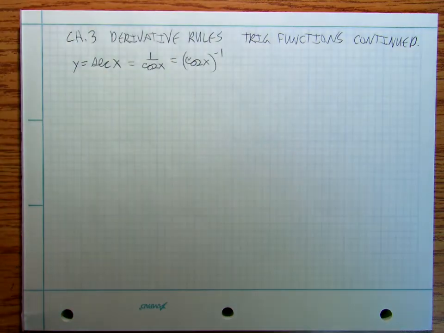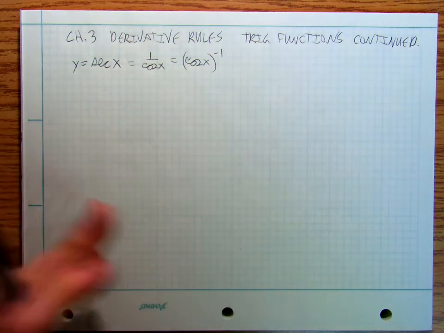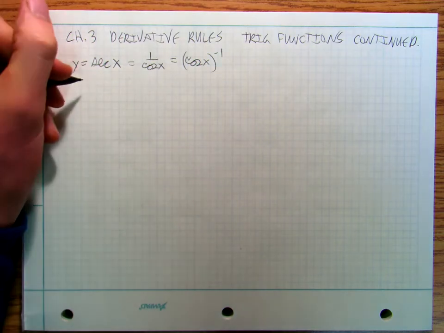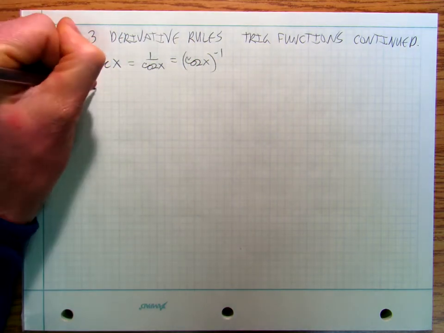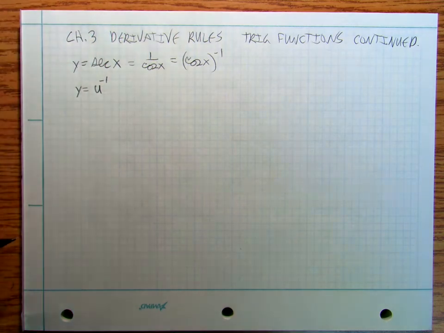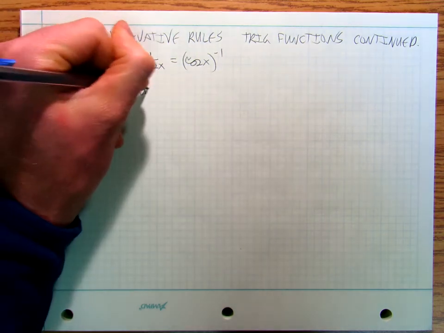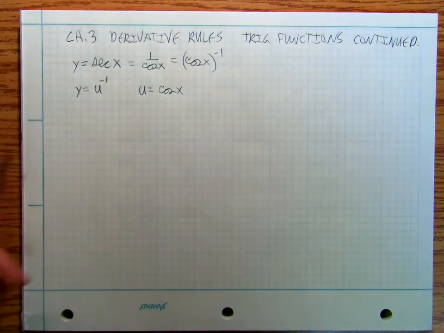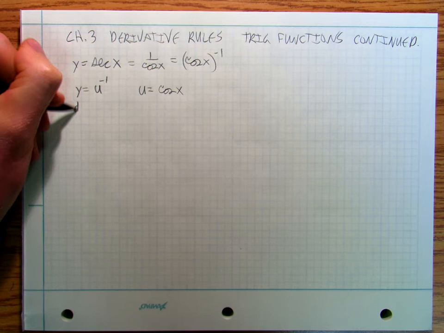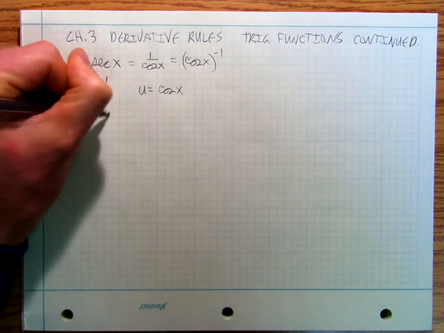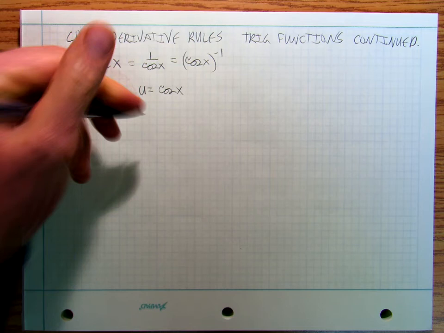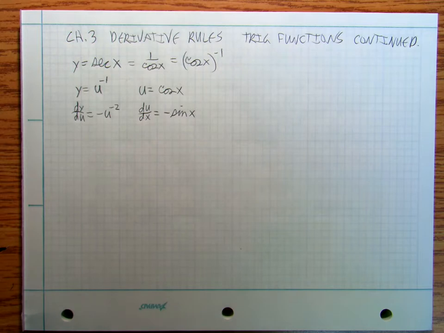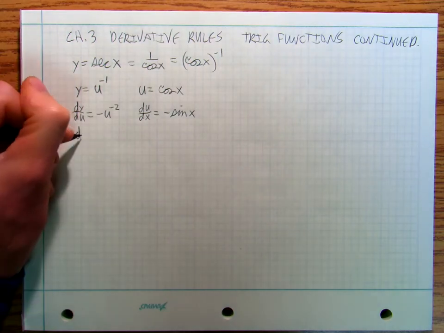Well, now that's a chain rule problem. I've been doing chain rule, and this is why we need chain rule, and boom, here it goes. I can write y equals u to the negative 1, and I can say u equals cosine x, and so now dy du is equal to negative u to the negative 2, and du dx is equal to negative sine x.